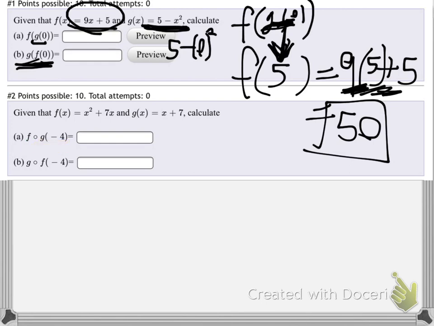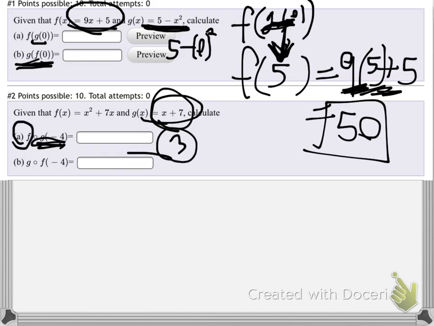Negative 4 goes into g, so you plug a negative 4 in there. That would be negative 4 plus 7, which is 3, I think. Then you take that answer, 3, and shoot it into the f function. So then you put 3 into the f part, and it would be 3 squared plus 7 times 3. In my head, that's 9 plus 21, which is 30, I guess. Anyway, I didn't write any of that down. I just wanted to talk about the idea with those ones.